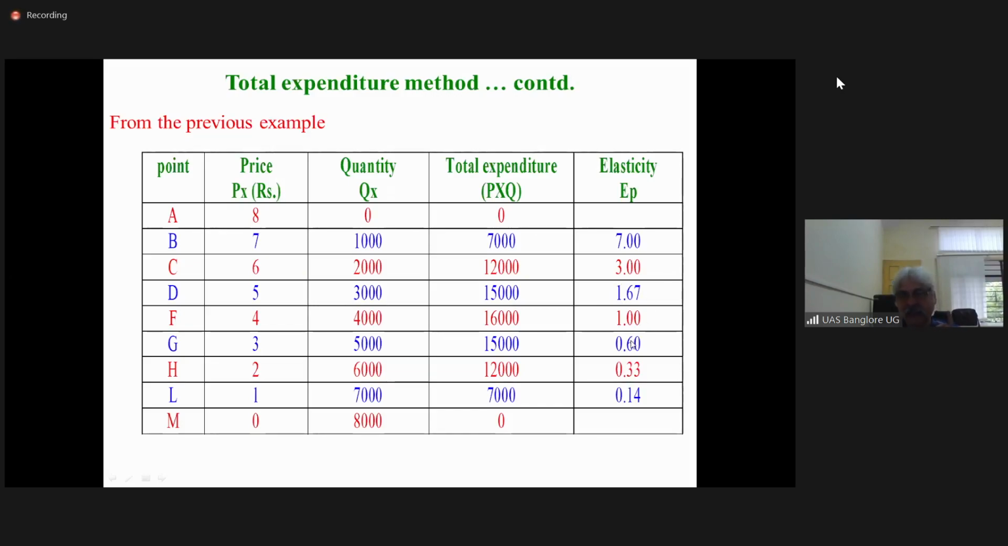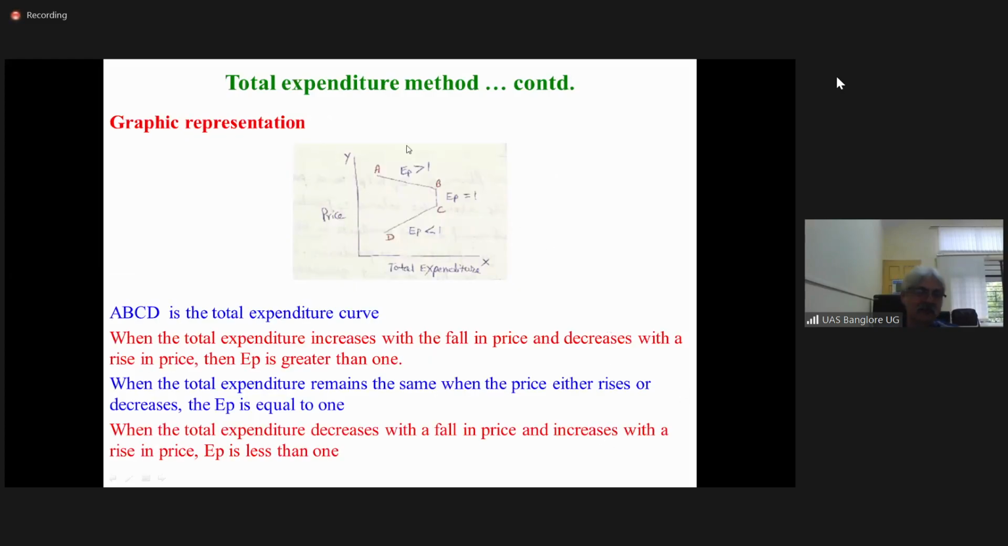On the other hand, when the price decreases from 3 rupees to 2 rupees, the total expenditure decreases. It is less than 1. In between, it is equal to 1. Let us look at this from the graphic point of view.